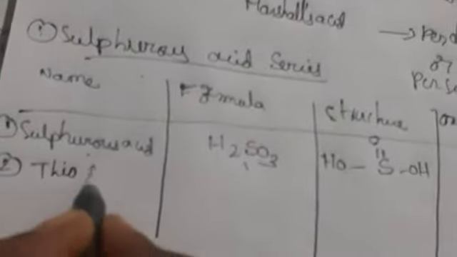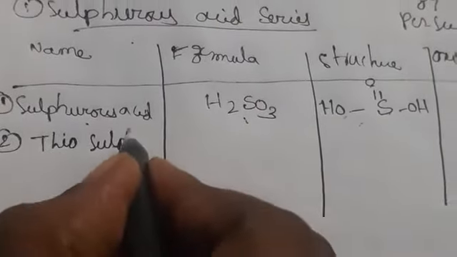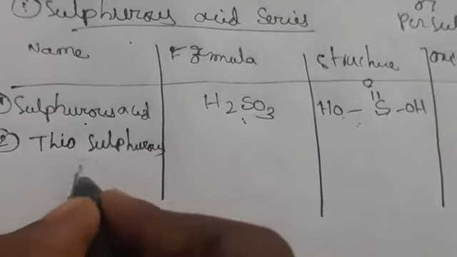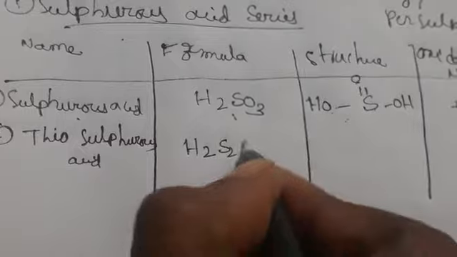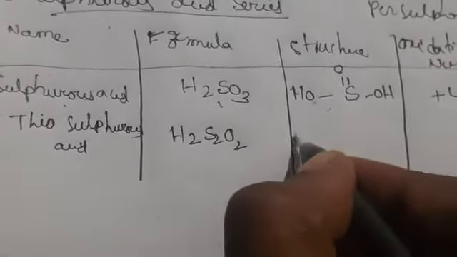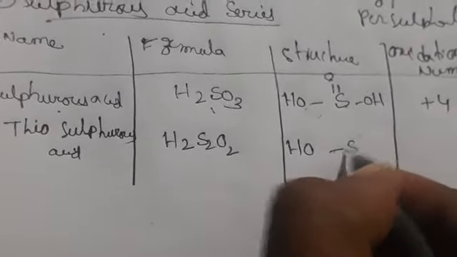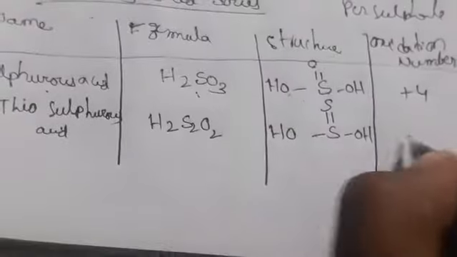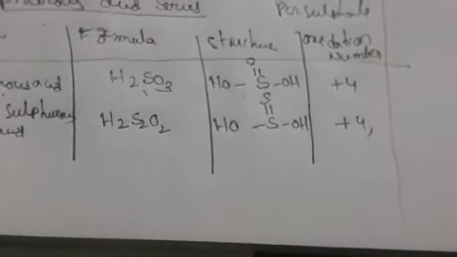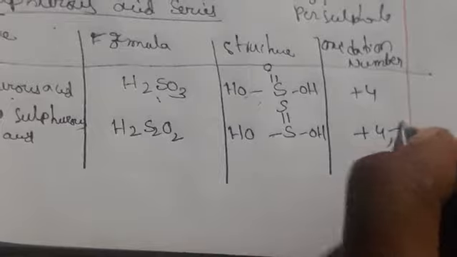And coming to second one, thiosulfurous acid. Thiosulfurous acid, formula we are having is H2S2O2, and here the structure is S double bond. In place of O we are having as OH. Oxidation state is +4 and -2.